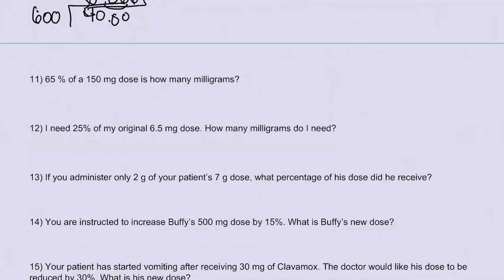All right, so now we've got what is 65% of a 150 milligram dose? How many milligrams is that? So now I'm not going to work with this. I'm just going to move that decimal place over. So 0.65 times 150 gives me 97.5 milligrams.